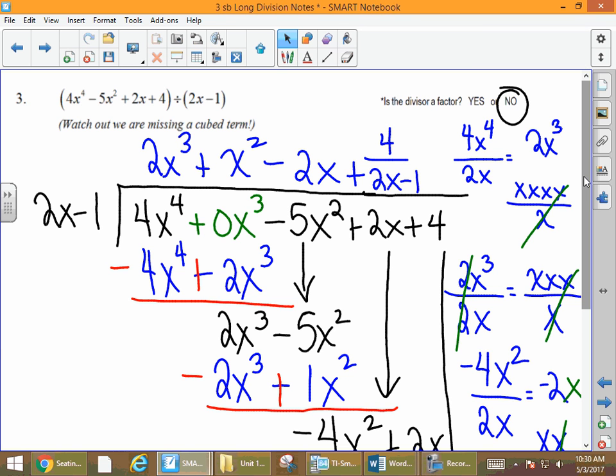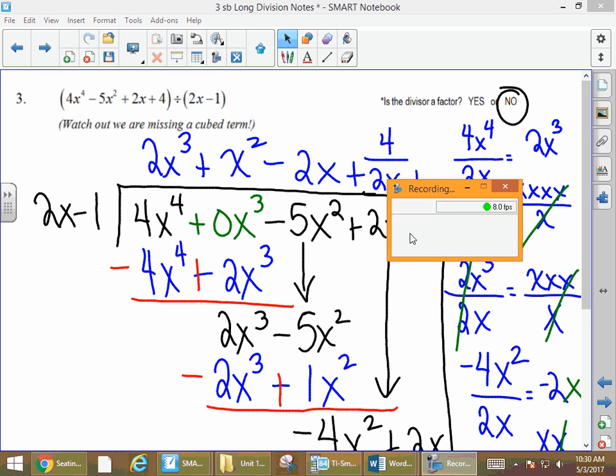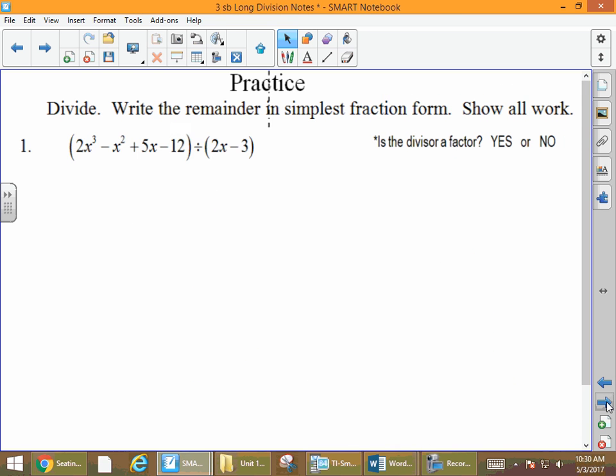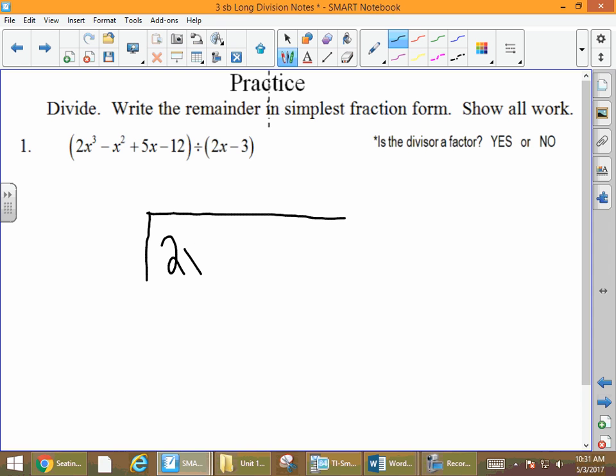Going to pause the video for a second. So as I jump into the practice here for one more example, 2x cubed minus x squared plus 5x minus 12. We need to set it up. We get 2x cubed minus x squared plus 5x minus 12. We're dividing by 2x minus 3.